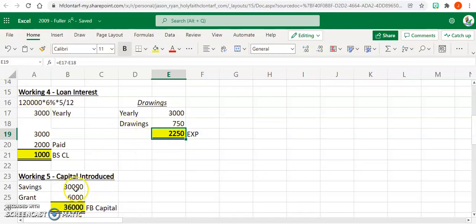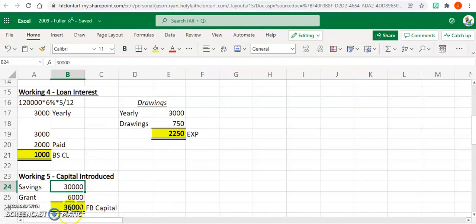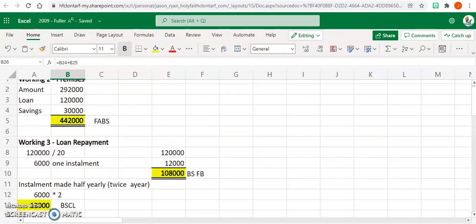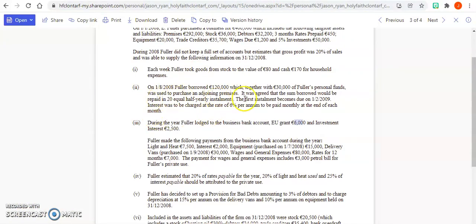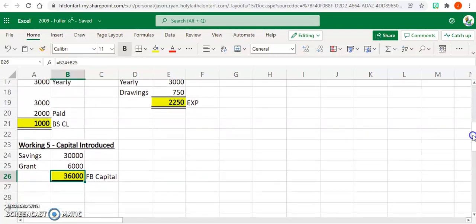And then the capital introduced then, we've got savings of 6,000. Using this question, it gives a grant. So you lodge a grant here of 6,000. Just have a look to see if you got any grants, any dividends will also be capital introduced if you introduced it into the business. So that's going to increase your capital then to 36,000 and that goes into your financed by, in your capital section. So that's your first part. You're looking at adjusting from your first paragraph here. 4 adjustments as part of it. You got your premises, your loan repayment, your loan interest, and your capital introduced.